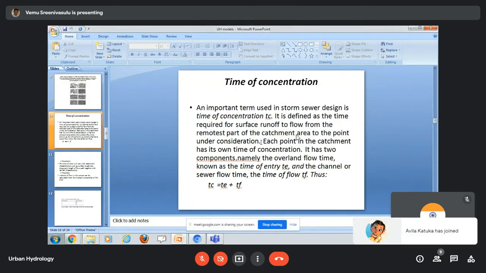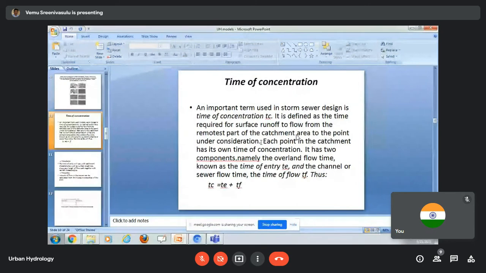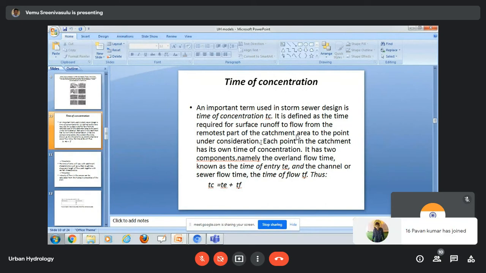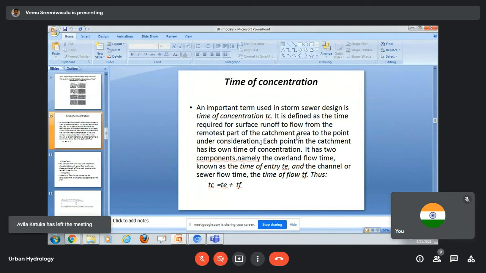It has two components in the case of an urban drainage system, namely the overland flow time, known as the time of entry, and the channel or sewer flow time, which is the time of flow. Time of entry is how much time it takes to enter the pipe system, that is TE. Time of flow is how much time it takes to flow in the pipe, that is TF. So the total, TE plus TF, is equal to the time of concentration.